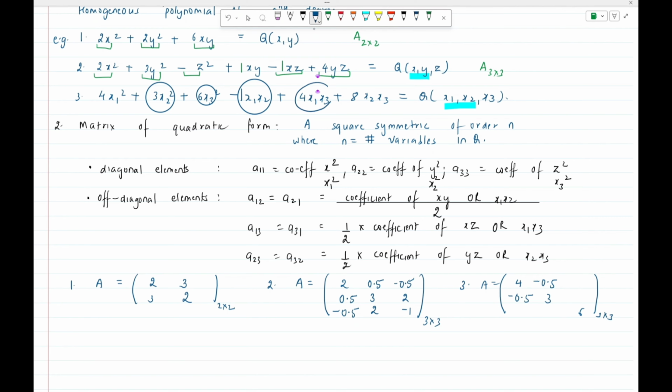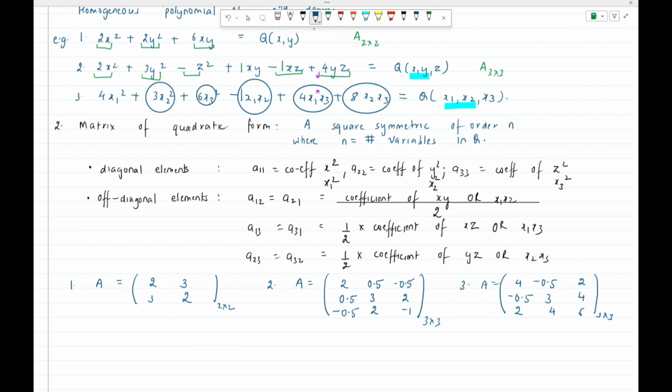Then we have got x1, x3. The coefficient is 4. That means first row, third element. So half of that is going to be 2 and we'll get another 2 here. And the last entry is going to be coming from this. So it is the second and third variable. So that gives us the second row, third column entry. And the coefficient is 8. So we will get 4 and 4. You could go one step beyond and try constructing quadratic forms in 4 variables and also see if you are able to construct the associated matrix.